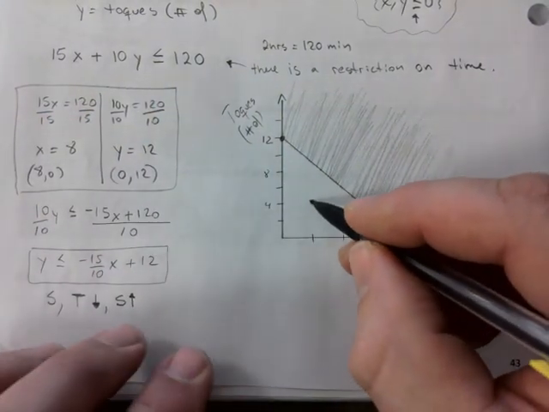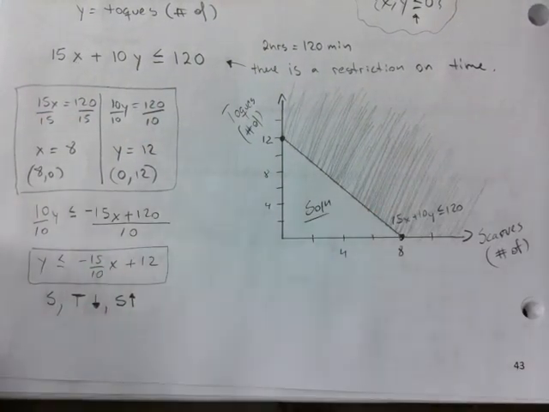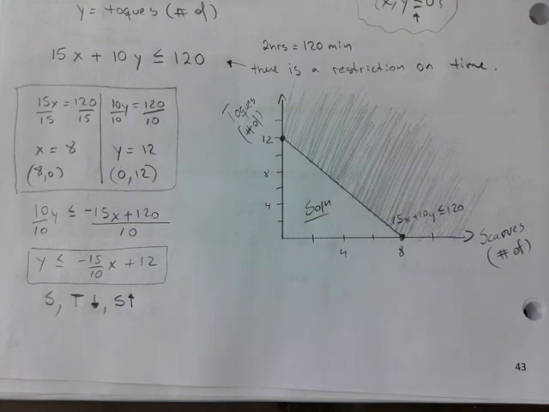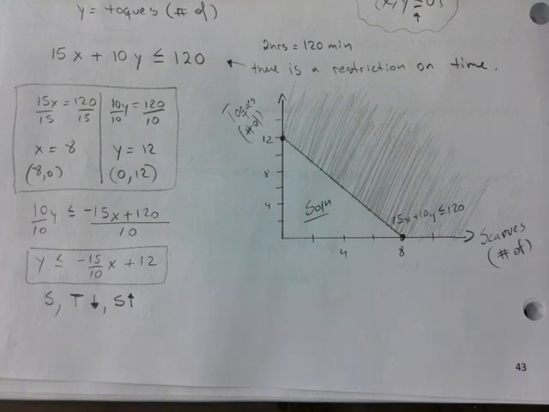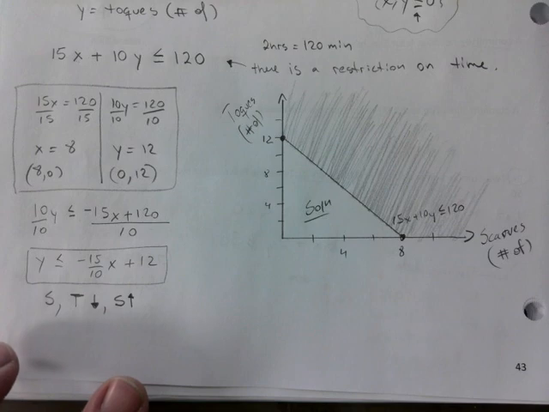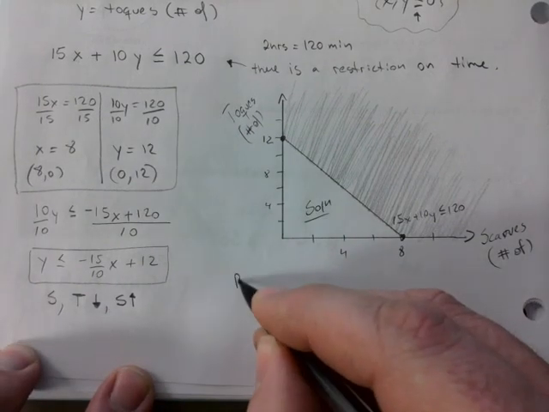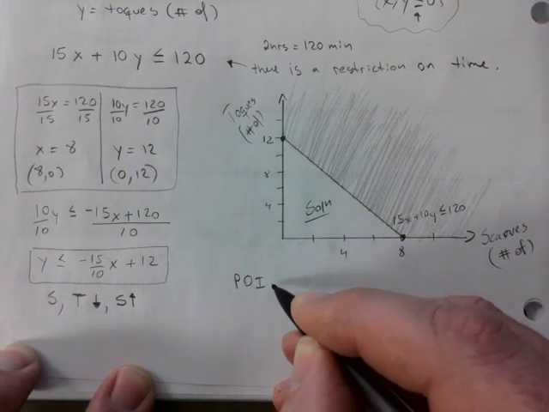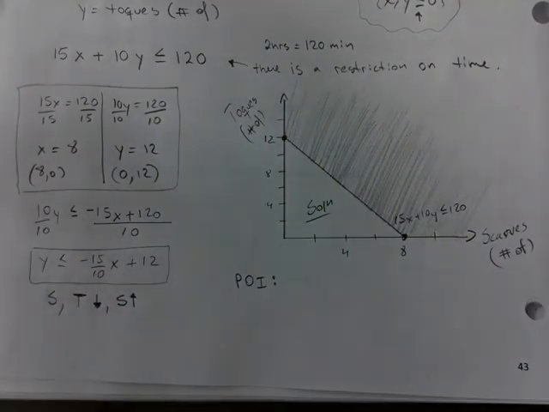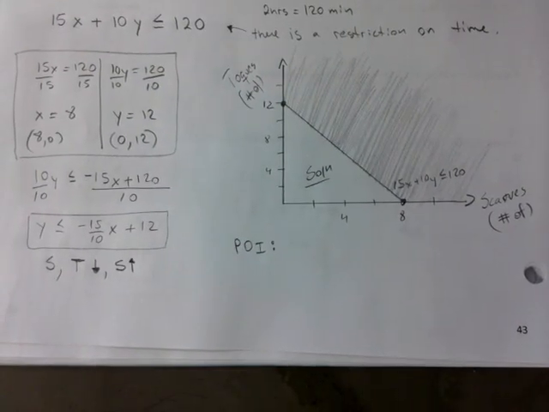But the solution region is right here. Again, I'm most interested in the solution region. So whether you use regular or reverse, it's up to you. What is it asking us here? State the POIs. What would be the point of intersection in this case? They're actually very easy to find here. We actually know them already.